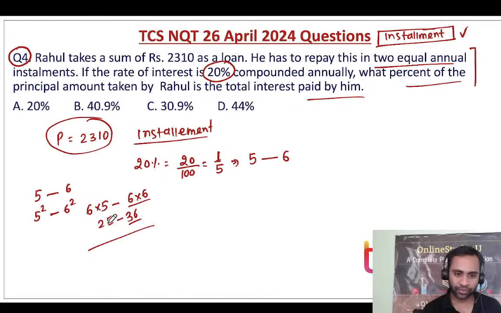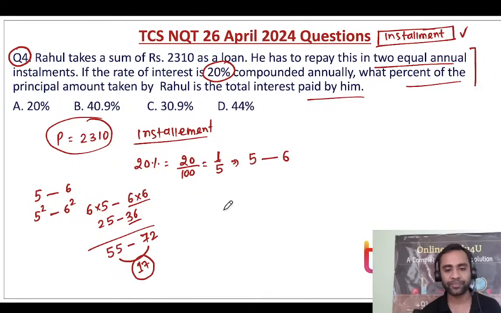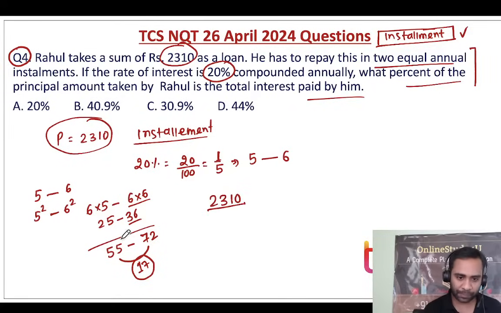Now, 30 plus 25, this is 55. That means if you are taking 55 rupees, then you have to pay a total of 72 rupees. That means how much interest you have to pay? Sir, 17 rupees interest I have to pay. Okay. Now what is the principal? Sir, principal is 2310. But what is the principal we have? So sir, 55 units. Principal is given. So you write down your principal unit.